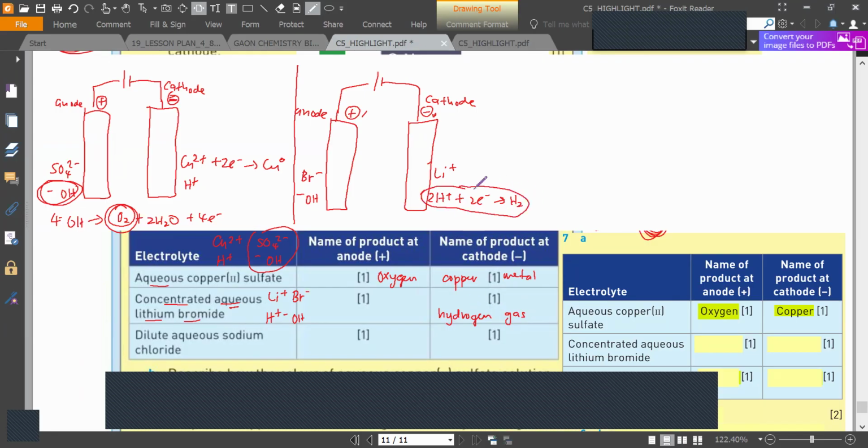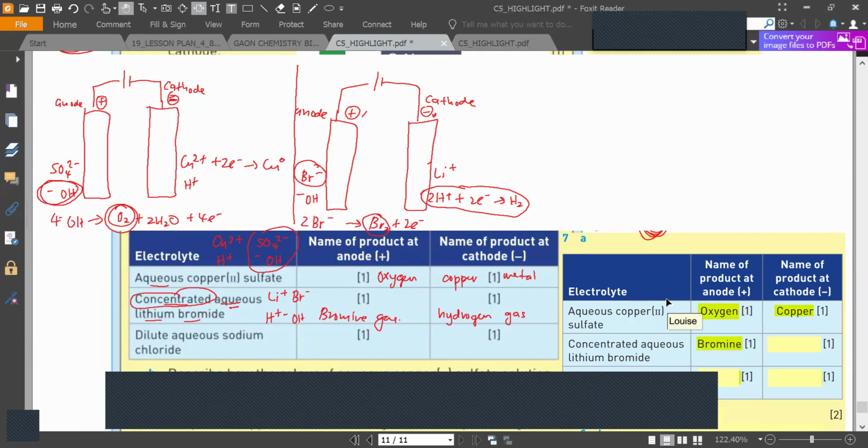And then on the other side, we have bromide and hydroxide. We see here this is concentrated. So if it is concentrated, we have lots of bromide. So bromide is the one that will react. As usual, it will remove 2 electrons to form the bromine. So here our product will be bromine. Bromine gas. Bromine and hydrogen. So this is how we work out our product.